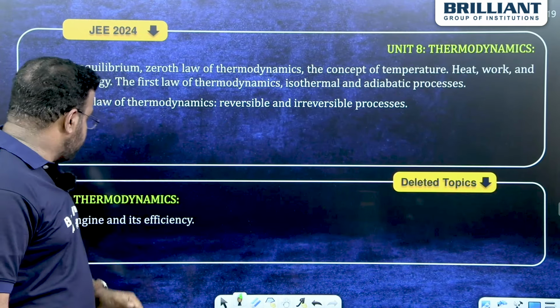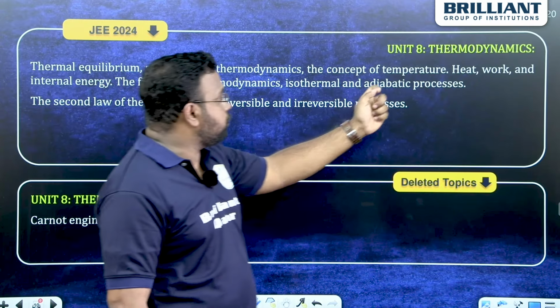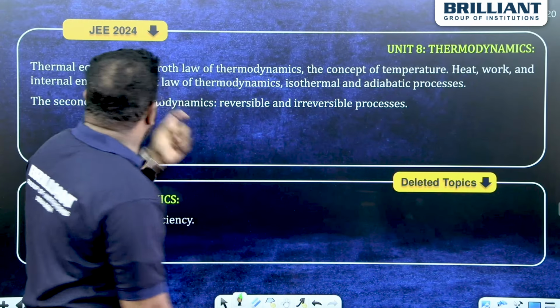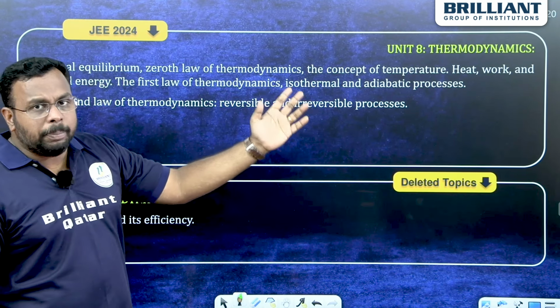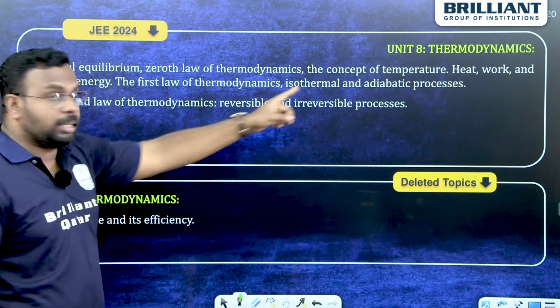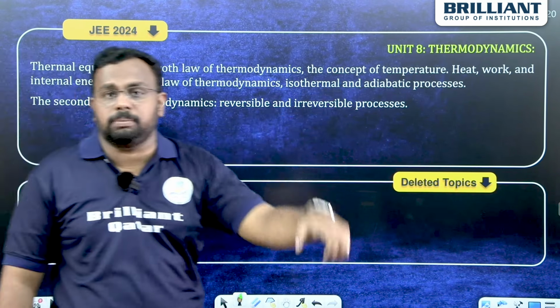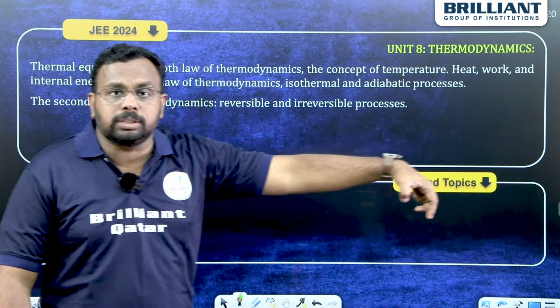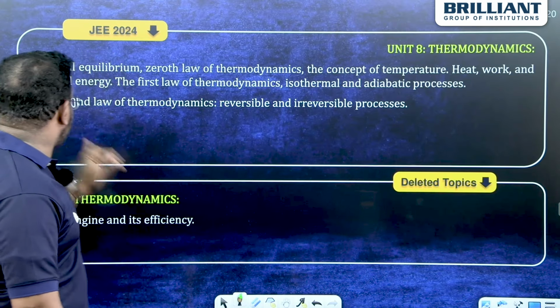It's a small unit, you can see. Thermal equilibrium, 0th law of thermodynamics, the concept of temperature, heat, work and internal energy. First law of thermodynamics. Questions will be there, numericals will be there. Isothermal and adiabatic processes. That means in both the processes you have to remember the formula for work done by isothermal process and work done by adiabatic process. Practice numerical questions based on it.